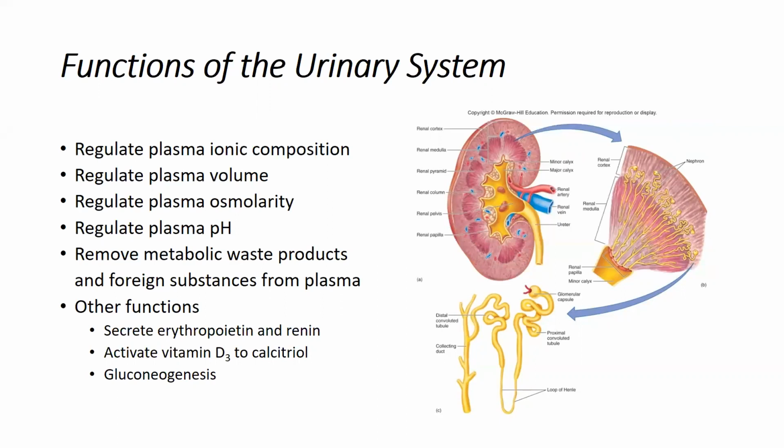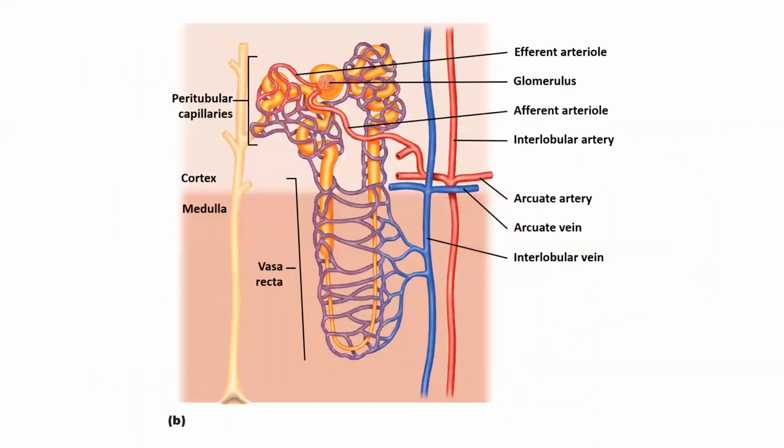And then the secondary functions are going to be things like secreting erythropoietin and renin, which we've talked about, activating vitamin D to its active form, calcitriol, and then gluconeogenesis, which helps the liver do, right? Glycogen.